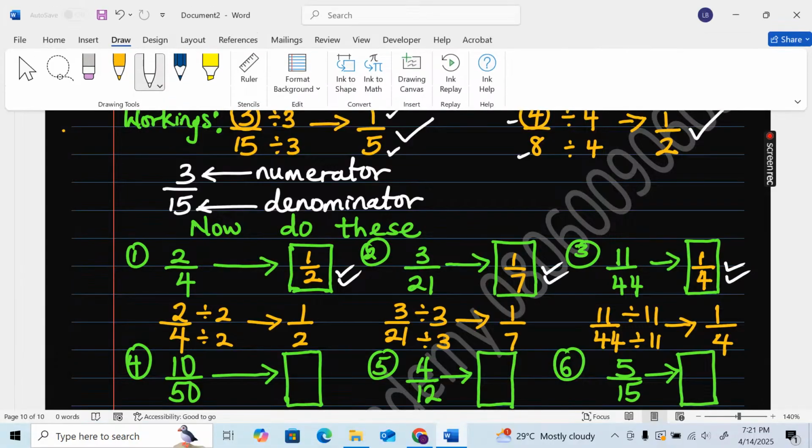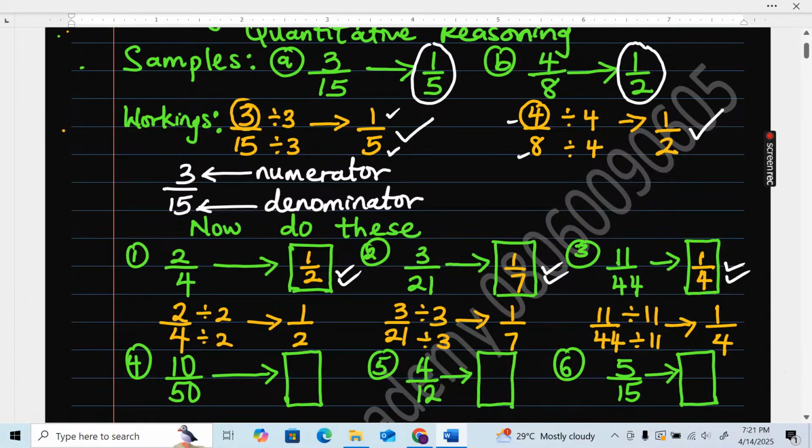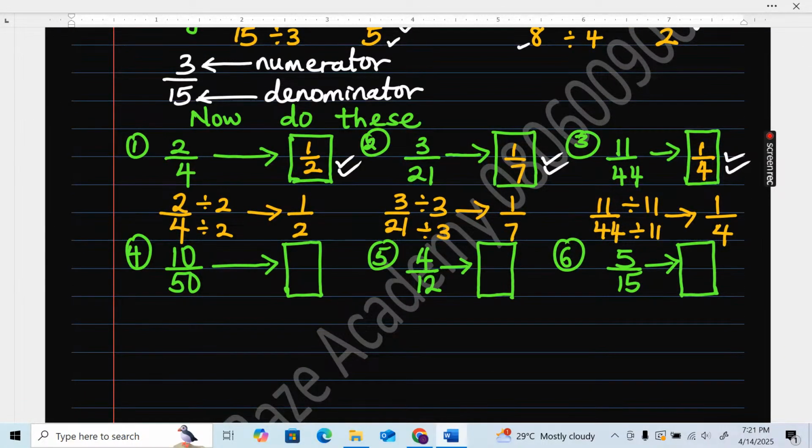Now let us continue with number 4. Number 4 is 10/50. I have to figure it out, which means I'm going to divide the fraction by the numerator. The numerator is 10. That's divided by 10 and also divided by 10. 10 divided by 10 is 1, over 50 divided by 10, that is 5. The answer is 1/5. So I'll go ahead and write 1/5 in the box.